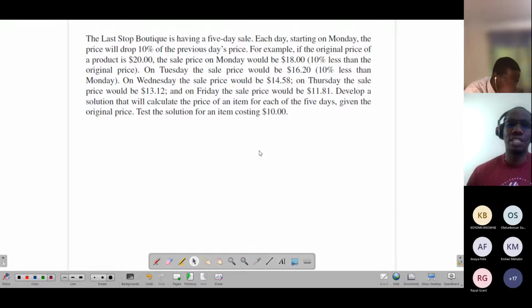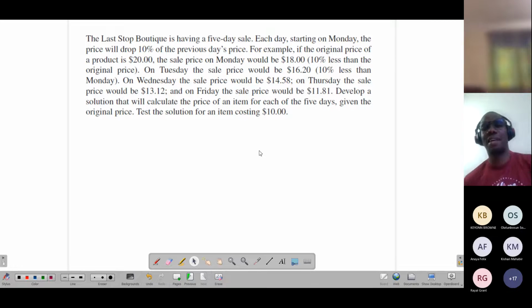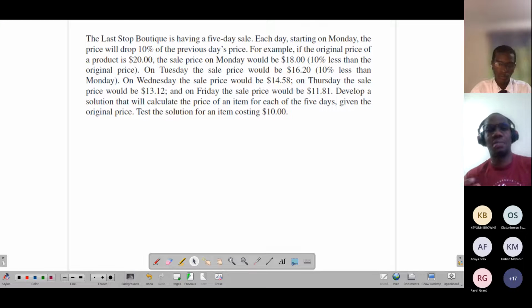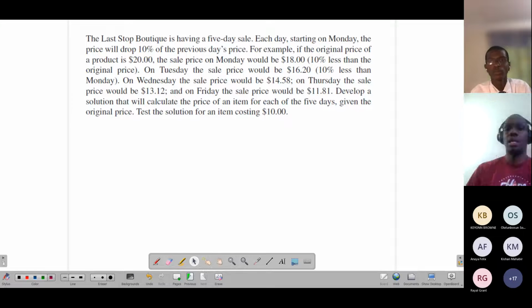All right, so we have the last shop. The last stop boutique is having a 5-day sale. We start on Monday, right? Just for example, the price will drop 10% of the previous day's price. For example, if the original price is $20, on Monday the price would be 18.